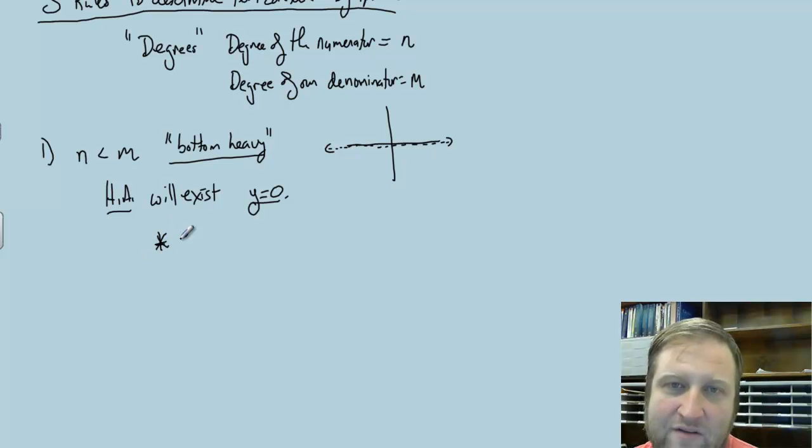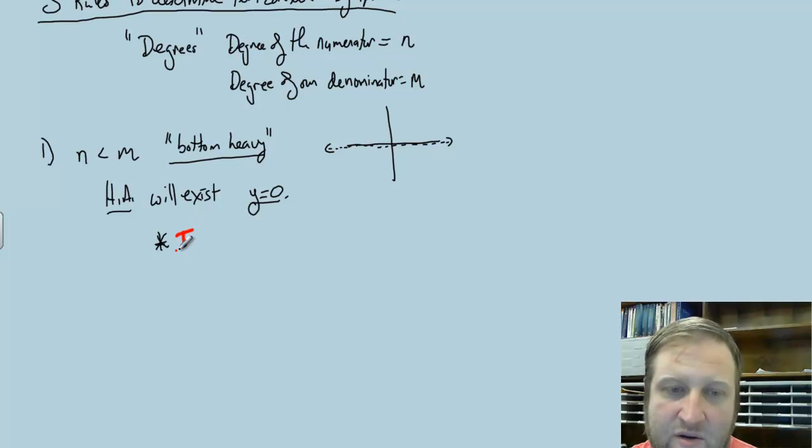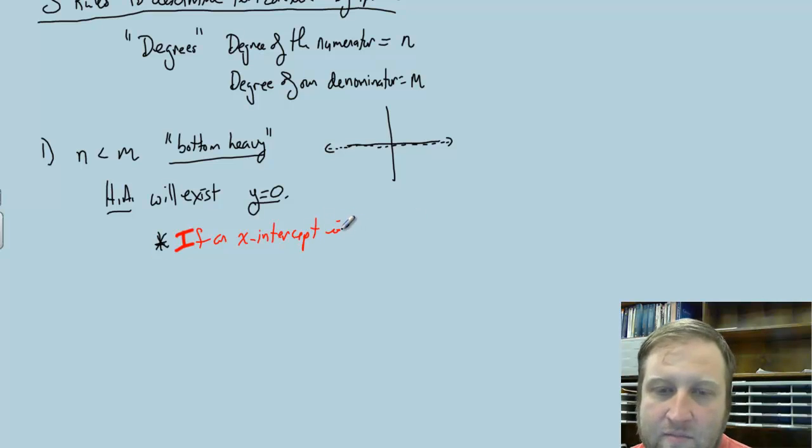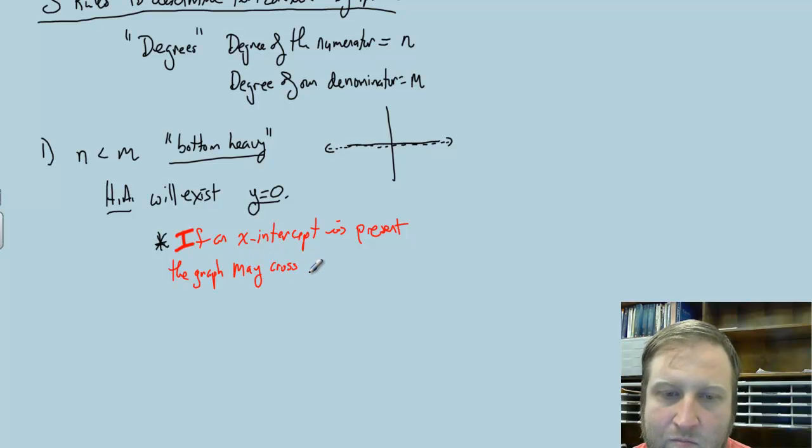The reason I have a star here is that most of the time you will not cross this x-axis. The only time that you will cross, there's one little caveat, is if you have an x-intercept. So if an x-intercept is present, the graph may cross this asymptote.